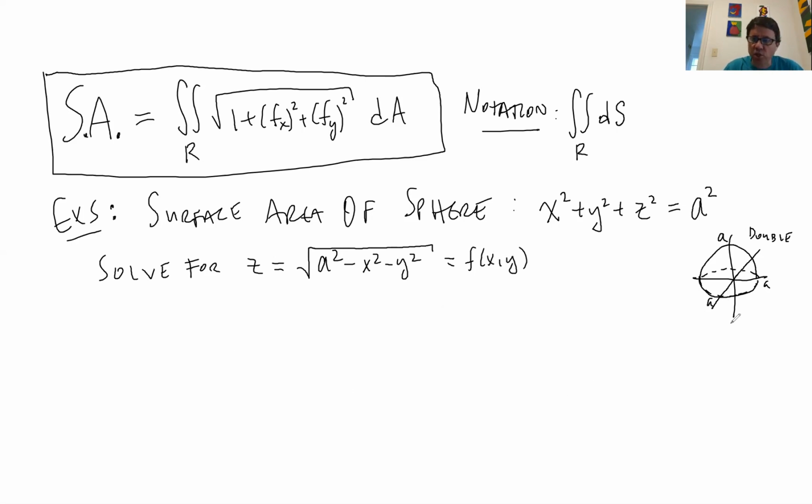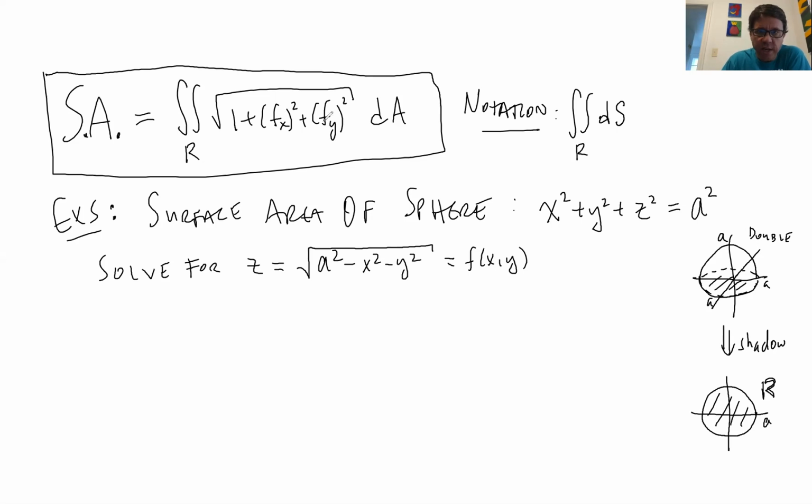And then what about the shadow region down at the bottom here? The shadow will look like a circle. And that's all. I'm going to be taking this integral with this square root and all these partial derivatives in it over that region there. And that will give me the surface area of the hemisphere, and then I'll double the answer, and I'll have the entire surface area for the sphere.